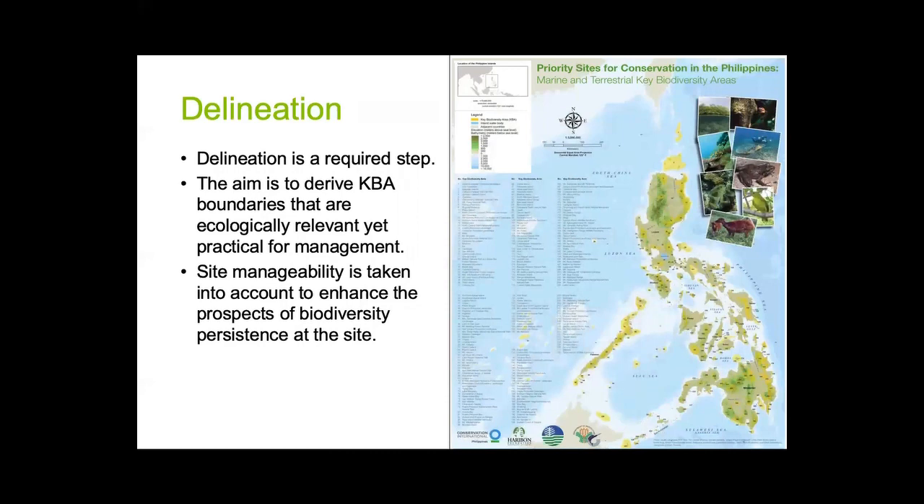So delineation is a required step in the KBA identification and delineation process. The aim of delineation is to derive KBA boundaries that are ecologically relevant yet practical for management. Site manageability is taken into account to enhance the prospects of biodiversity persistence at the site. So even though KBA identification doesn't imply any specific management intervention, the delineation process should aim at the very least to facilitate rather than impede future management or conservation efforts.